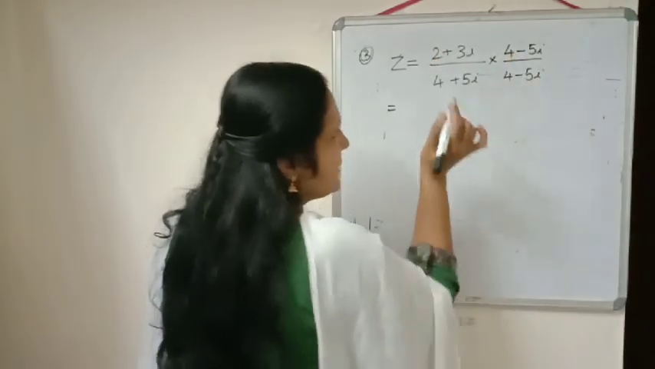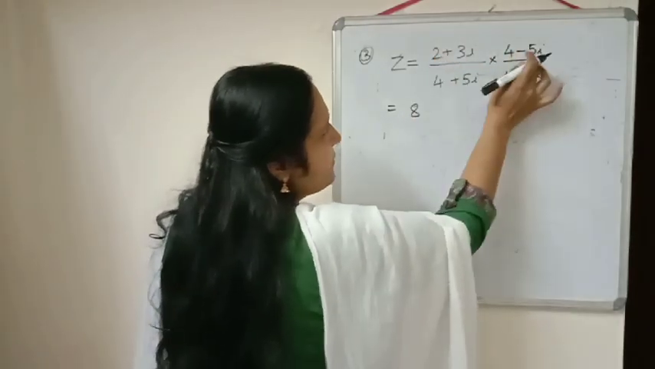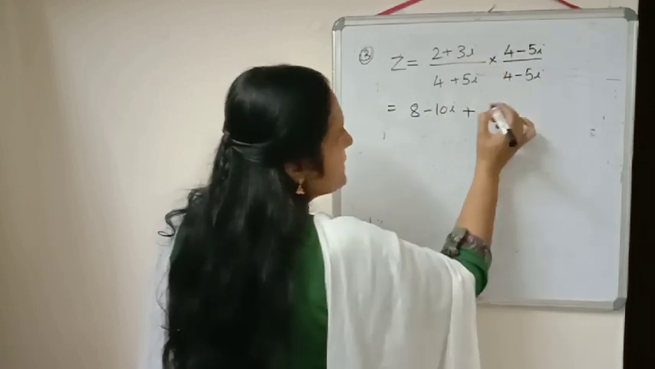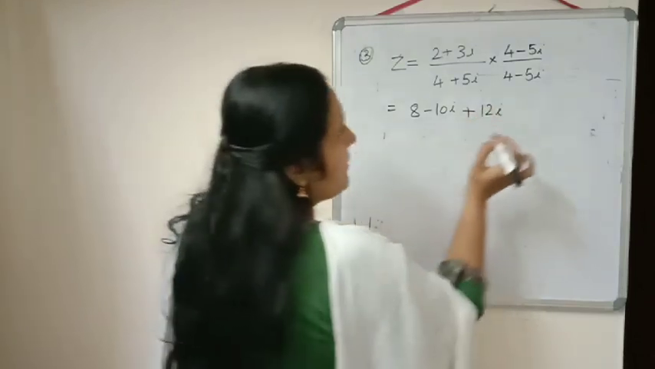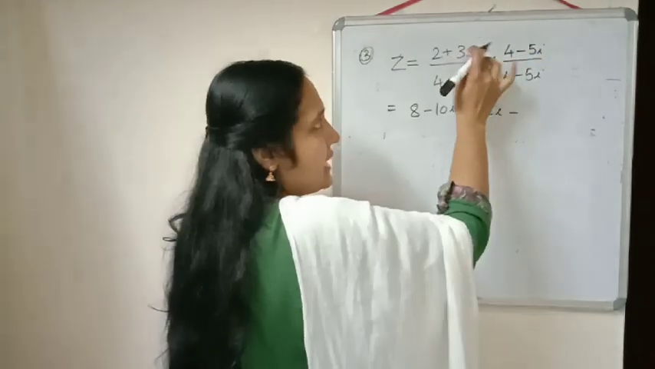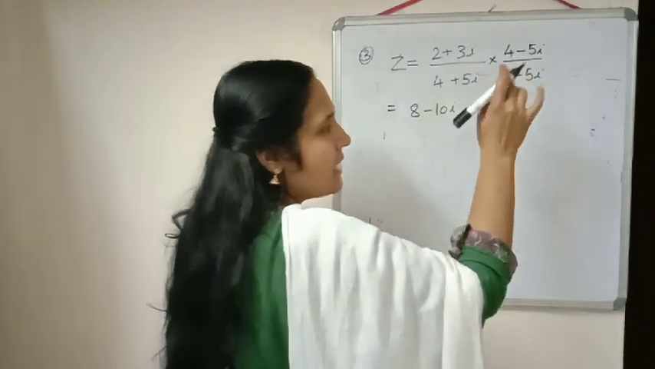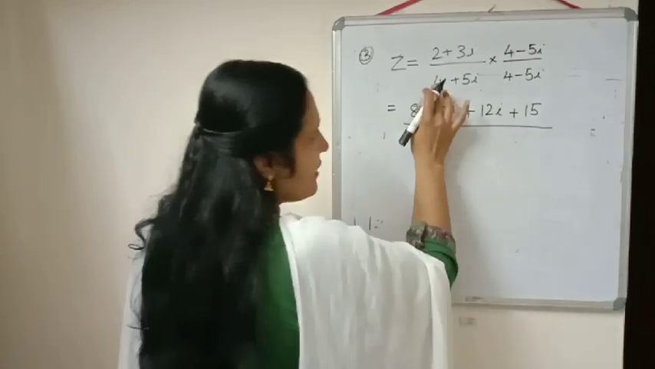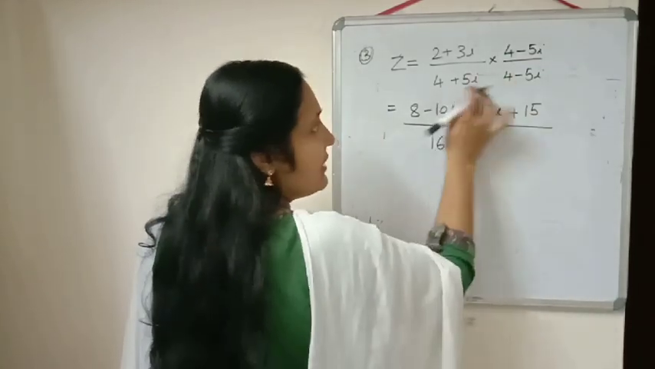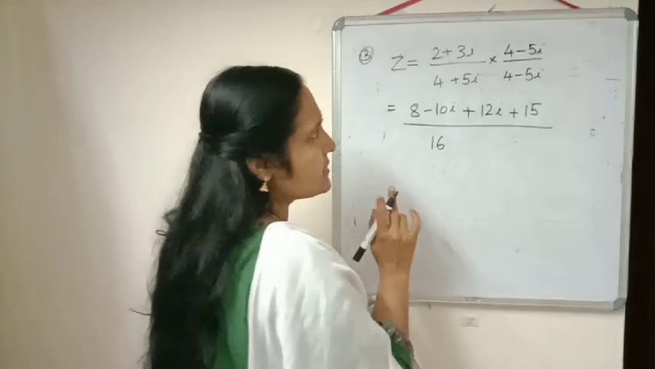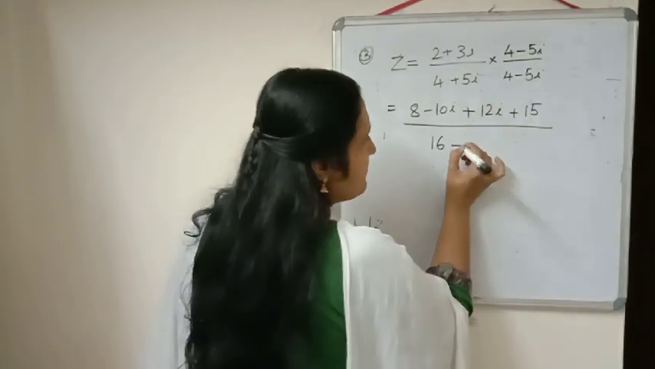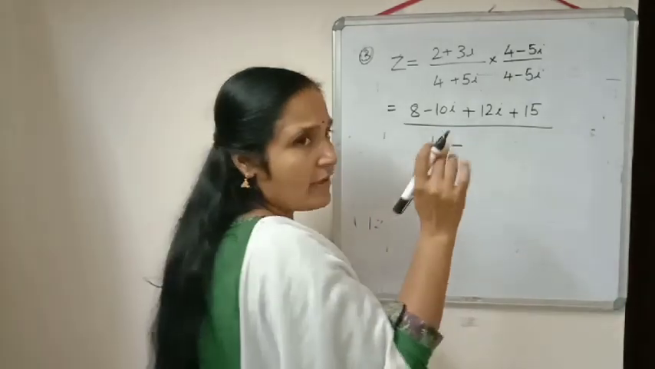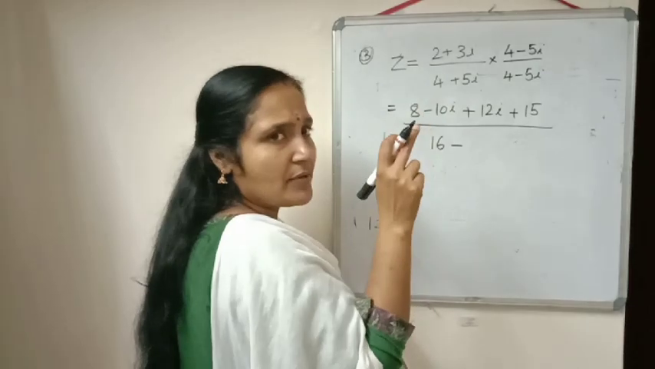Now do the normal multiplication. 2 4s are 8. 2 into minus 5i will give you minus 10i plus 4 3s are 12, so 12i, minus 5 3s are 15i square, and i square is minus 1. So we will get there plus 15. By 4 4s are 16. Here we are using the identity a square minus b square. So 4 square is 16 minus 5i the whole square, so it will be equal to 25i square, and i square is equal to minus 1.